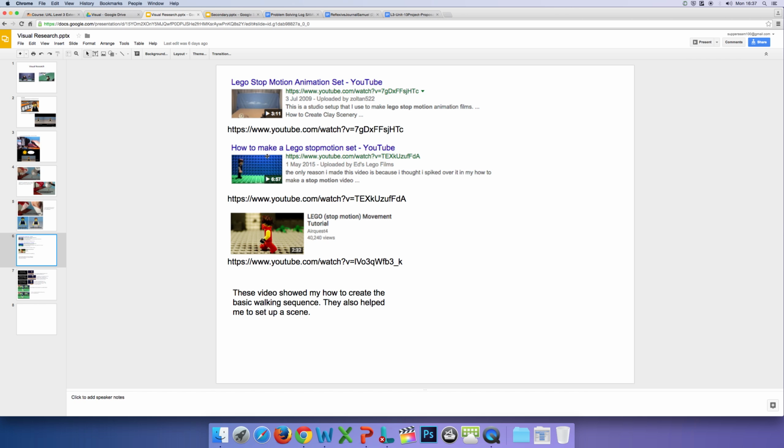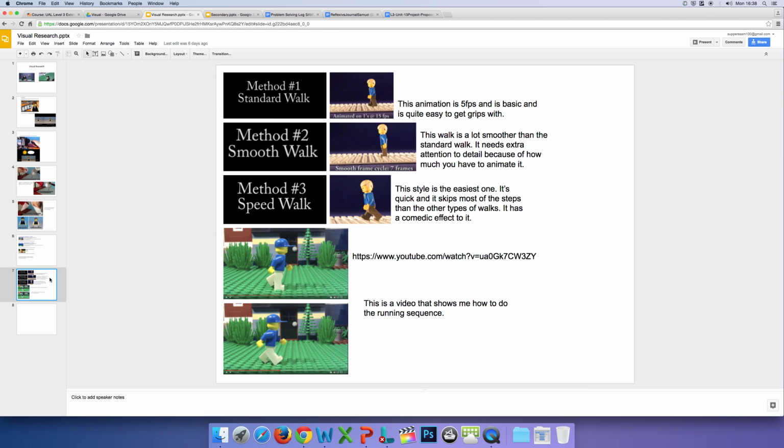Obviously, this was how to set up the set because I used a desk in my room. The room was really crammed, so there wasn't a lot of space. It helped me a lot looking at these videos, but not with the general idea. It helped me with the placement and everything, but the idea as a whole wasn't really there.